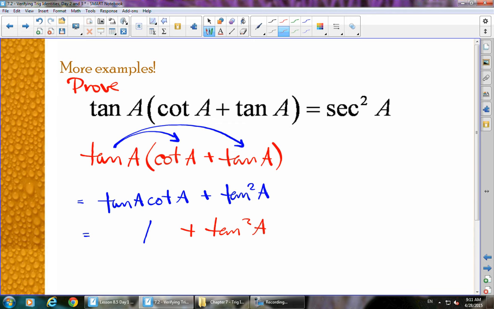Bell's going off in the back of your head. Hey, it's a 1 and a square term. Look at your Pythagorean identities. That's equaling secant squared. Big check mark.